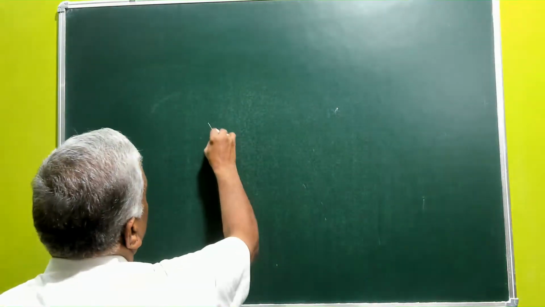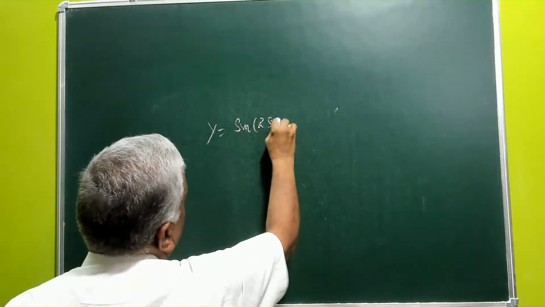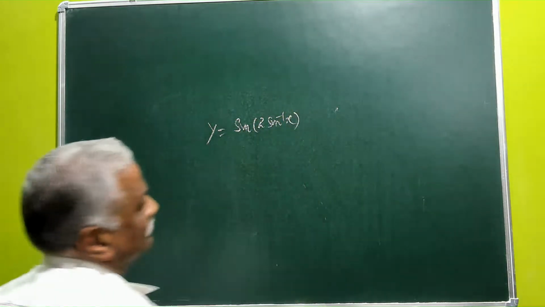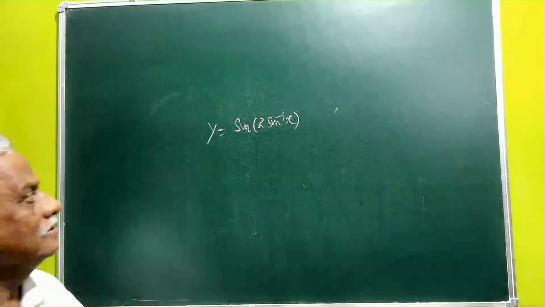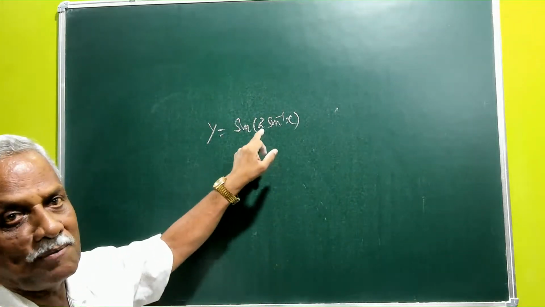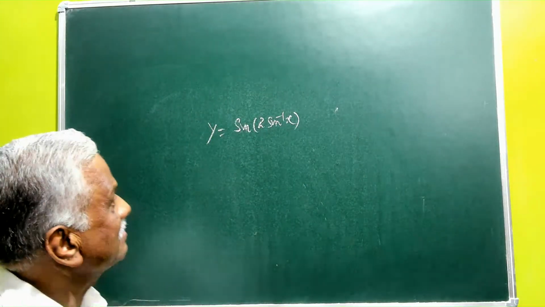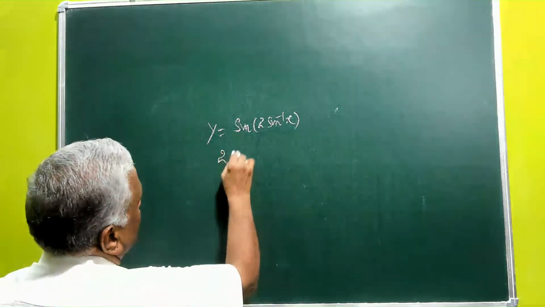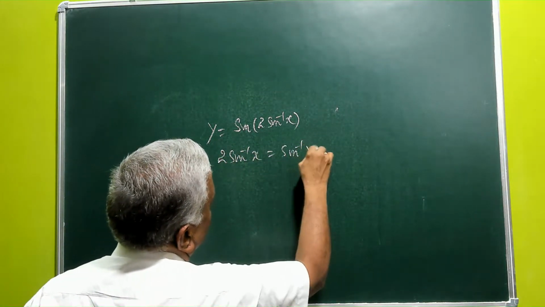Let's go to the next problem. y is equal to sine of 2 sine inverse x. See, if it were sine of sine inverse x, it is x. The moment they give 2 here, it's confusing. So what is the method for this? Write this as 2 sine inverse x is equal to sine inverse y.